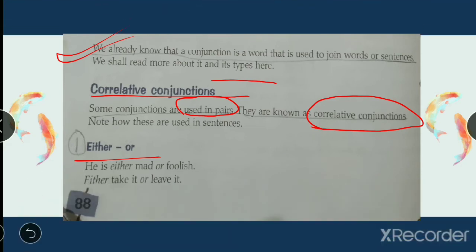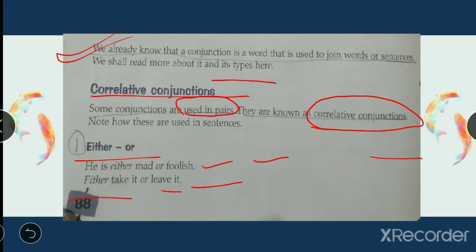Now see here it is explained through an example. What do you mean by either or? Few people even pronounce it as either, right? He is either mad or foolish. Either take it or leave it. Now see, what is the meaning of either or? Either or talks about one of the two. The first sentence says either he is mad or he is foolish. One of the two he is, right?